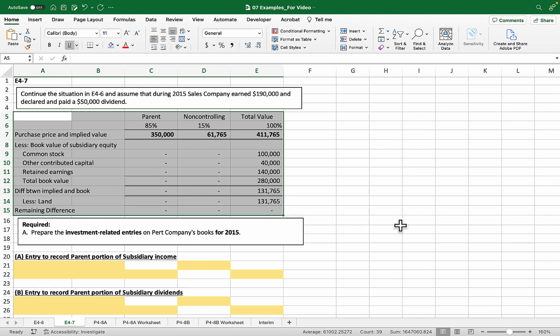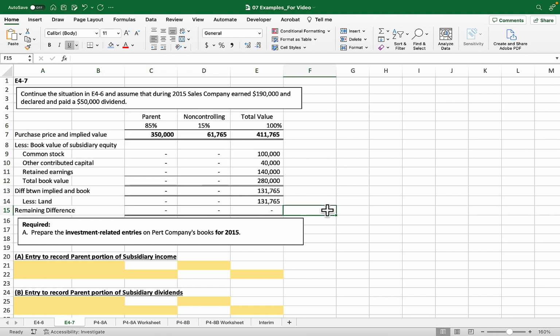The computation and allocation of differences schedule is prepared on the date of acquisition, and once our measurement period closes and all of our fair value measurements are done, this is set in stone. And so this does not change. This is a historical document prepared as of the date of acquisition. So we only have to prepare this once for an acquisition, and then we just refer back to it in subsequent years.